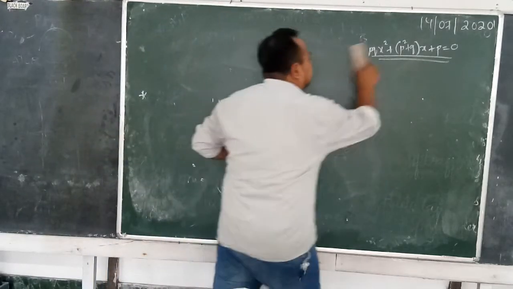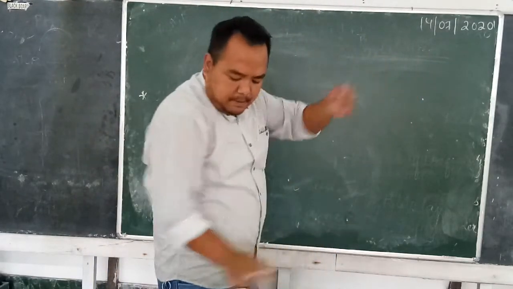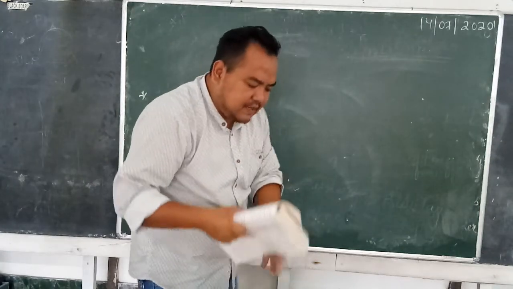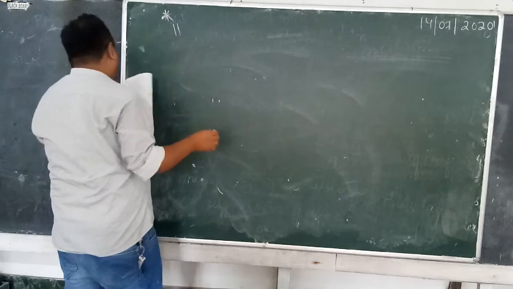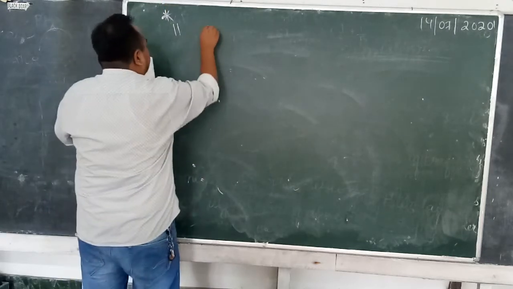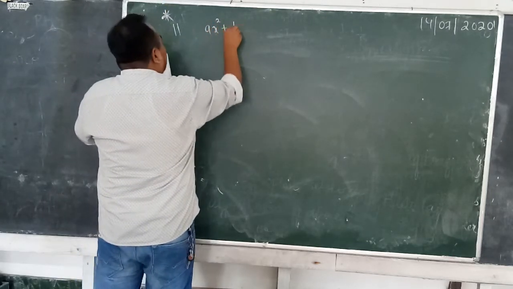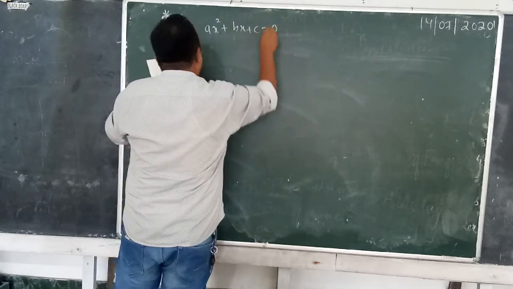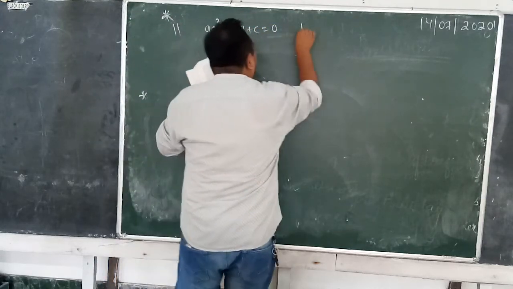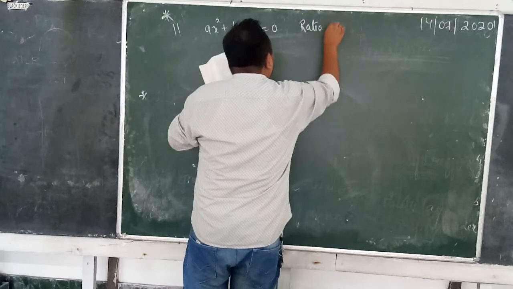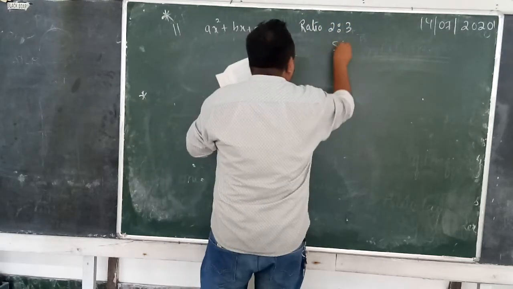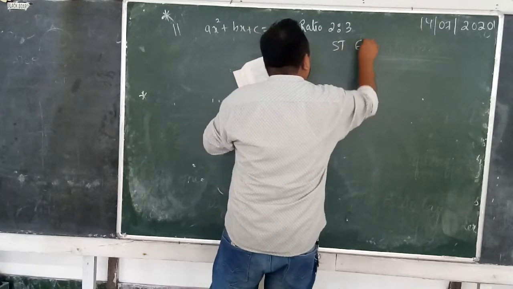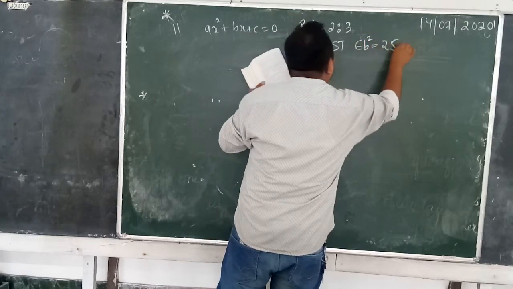Okay, next up, question number 11. This is also important. Question number 11. If the roots of the equation ax square plus bx plus c equal to 0 are in the ratio 2:3, show that 6b square equal to 25 ac.